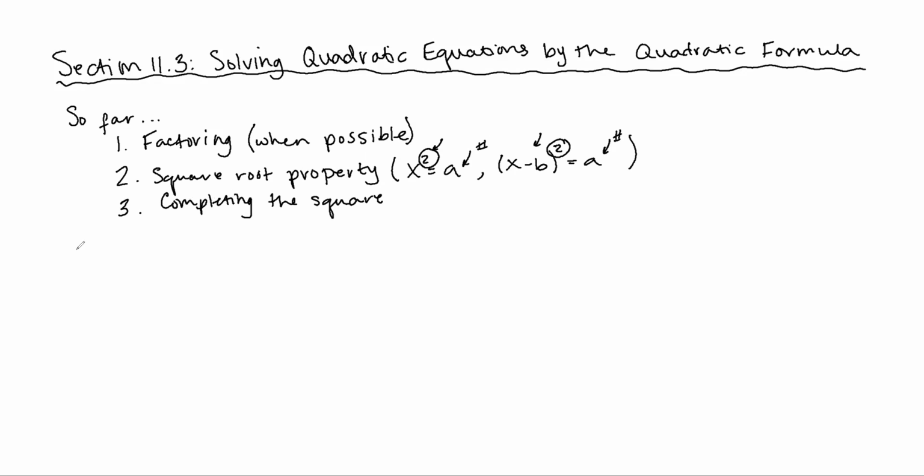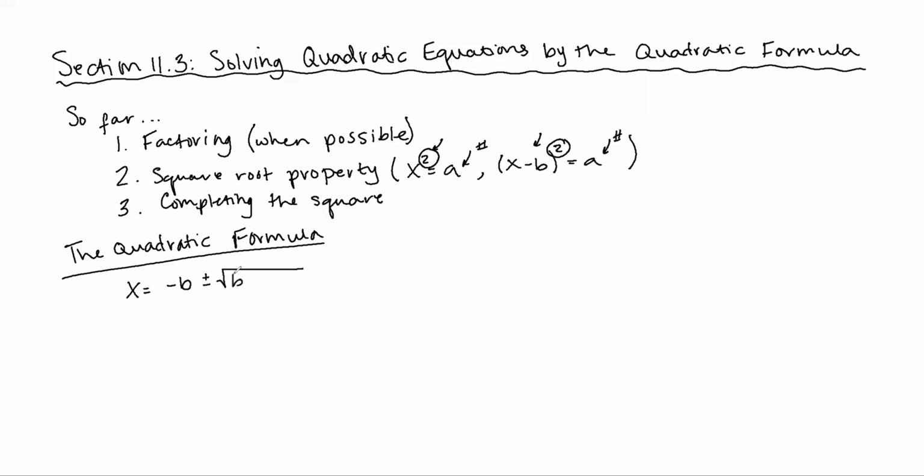Now, let's go ahead and look at the quadratic formula. And hopefully this is something you've seen before in a previous math class. So you may have it down, you may not. The quadratic formula, we're going to have x equals negative b, or the opposite of b, plus or minus the square root of b squared minus 4ac all over 2a.